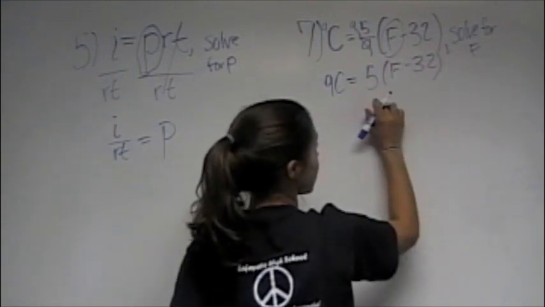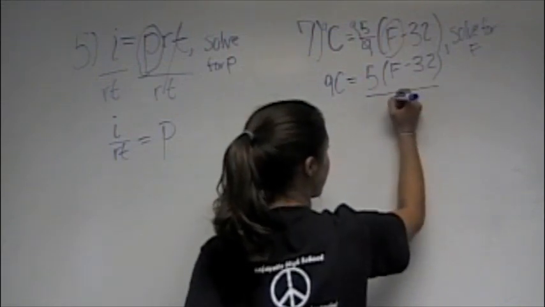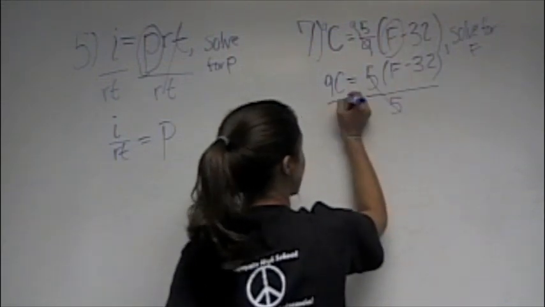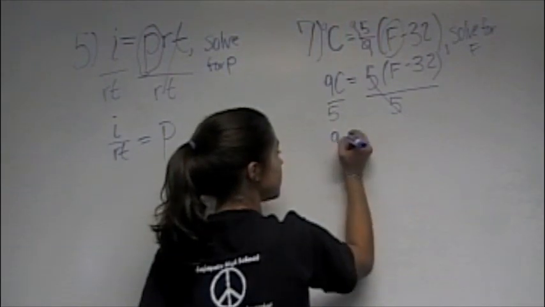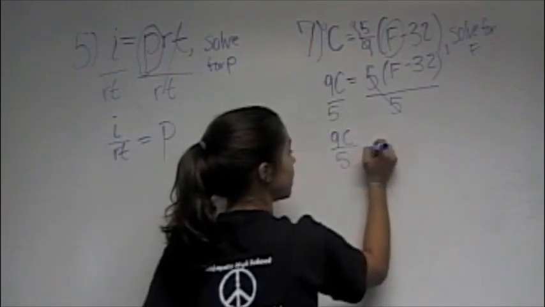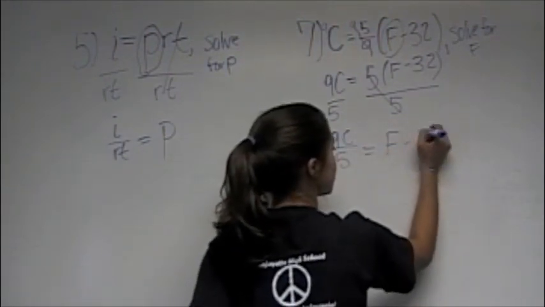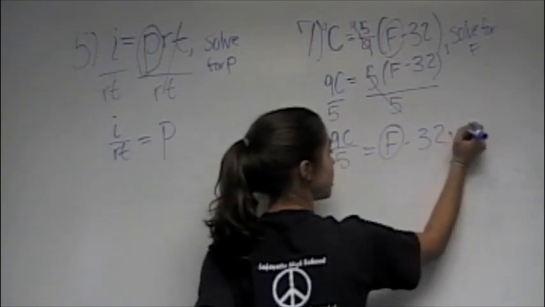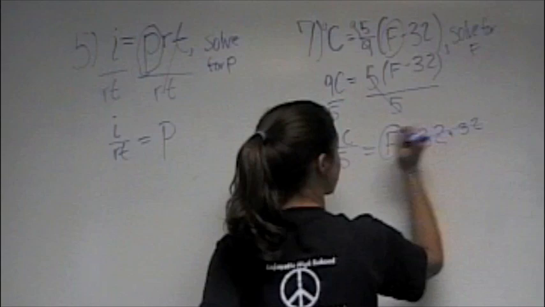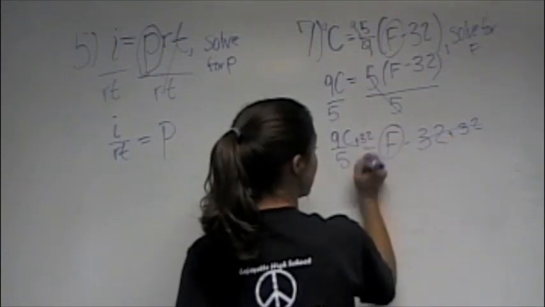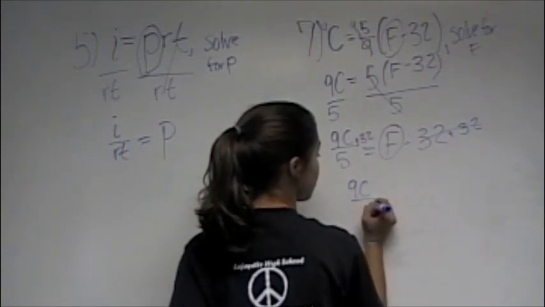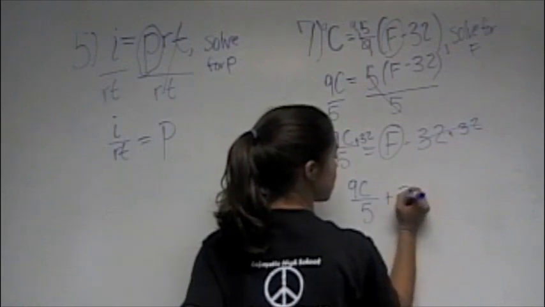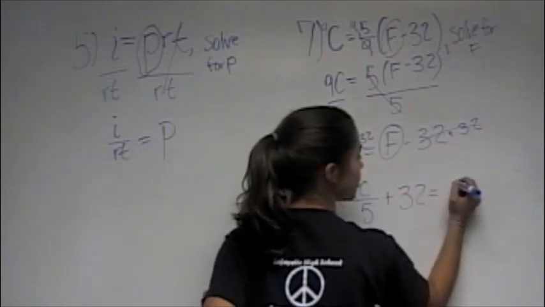So we still need to get rid of this 5, so we divide by the 5, cancels, divide by the 5. 9C over 5 equals F minus 32. Remember, we're solving for F, so we need to add 32. That cancels, add 32. 9C over 5 plus 32 equals F.